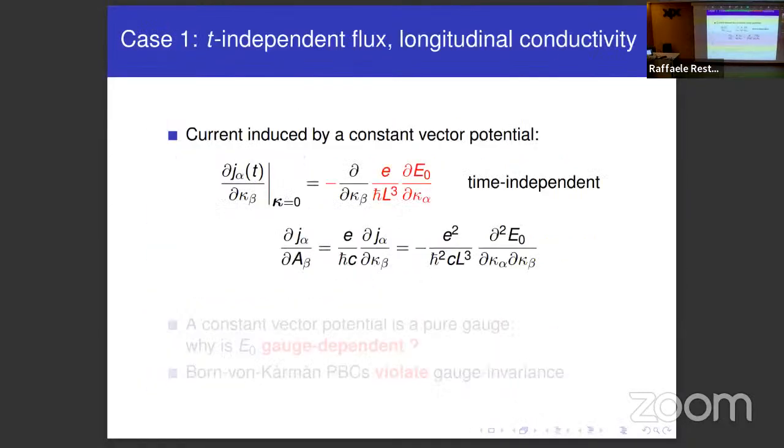Now, the Kohn approach is the following. I will rederive Kohn's results in a different way from the original paper. The derivative of the current with respect to the flux is just the derivative of the current, so I have a double derivative. And so the derivative of the current with respect to the vector potential is just this quantity. So essentially it is the second derivative of the energy with respect to the flux.